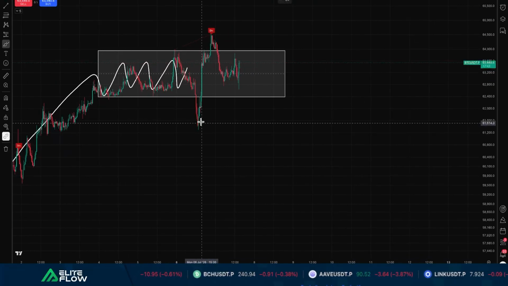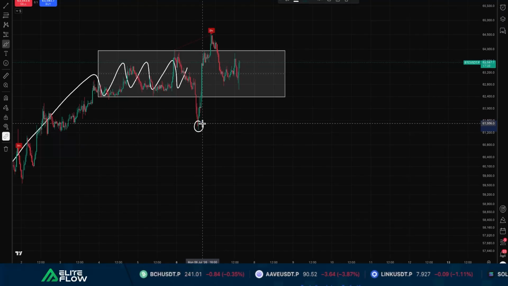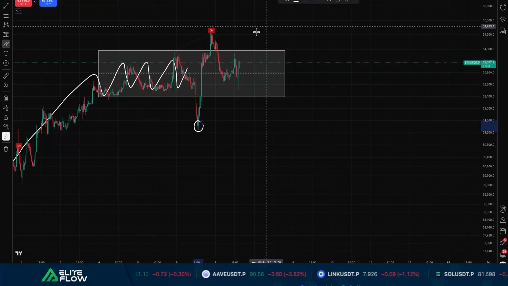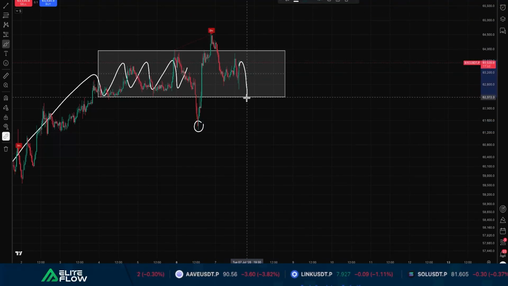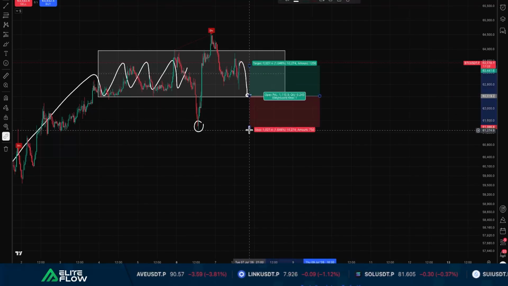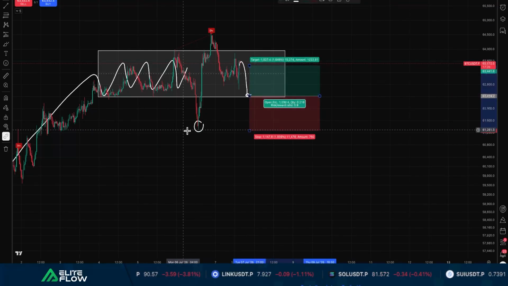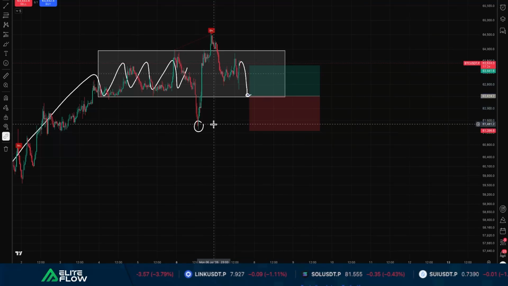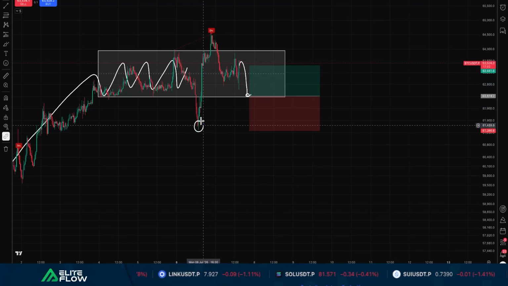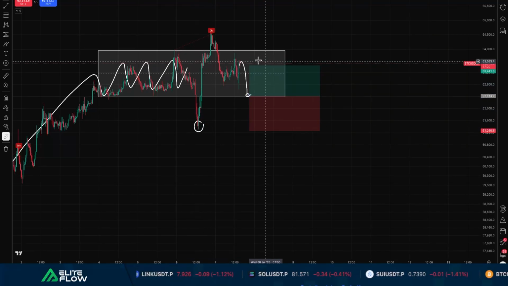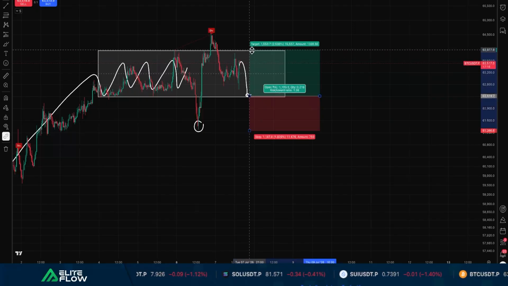If this was the wick that went down to grab all of the liquidity from all of the long positions, that means that if the price gives me a reason to come down here, I could potentially look for a long, a stop loss just there, because in theory, if I want to be bullish, we don't really need to go back down there. And then a take profit of around this.